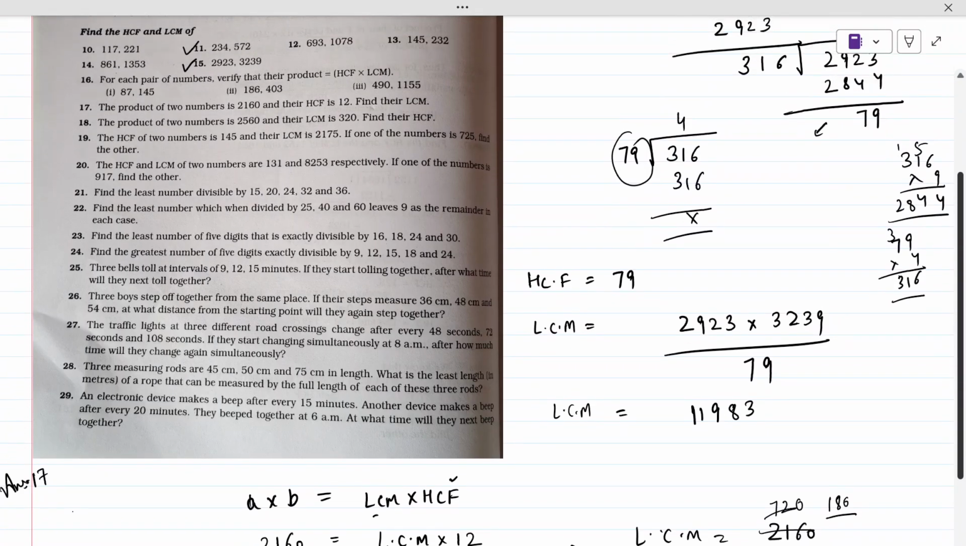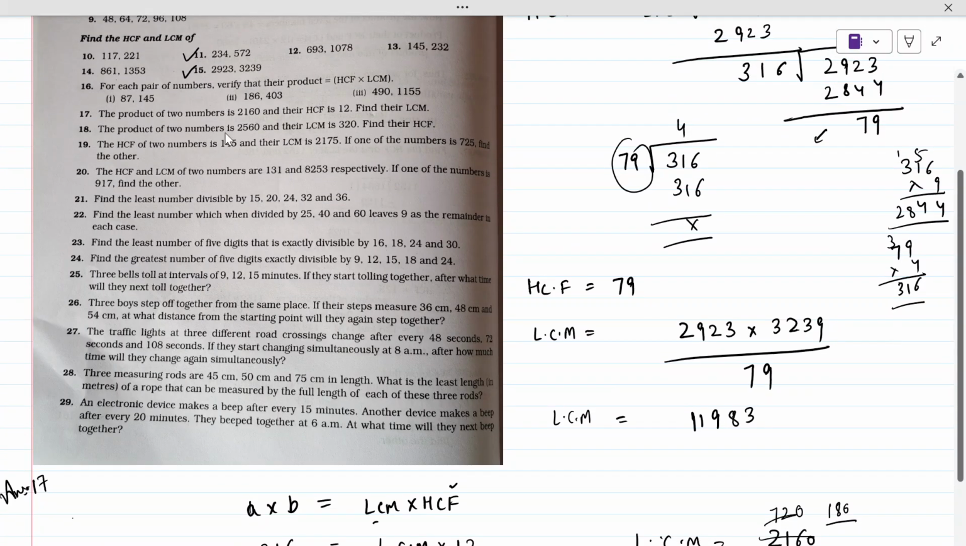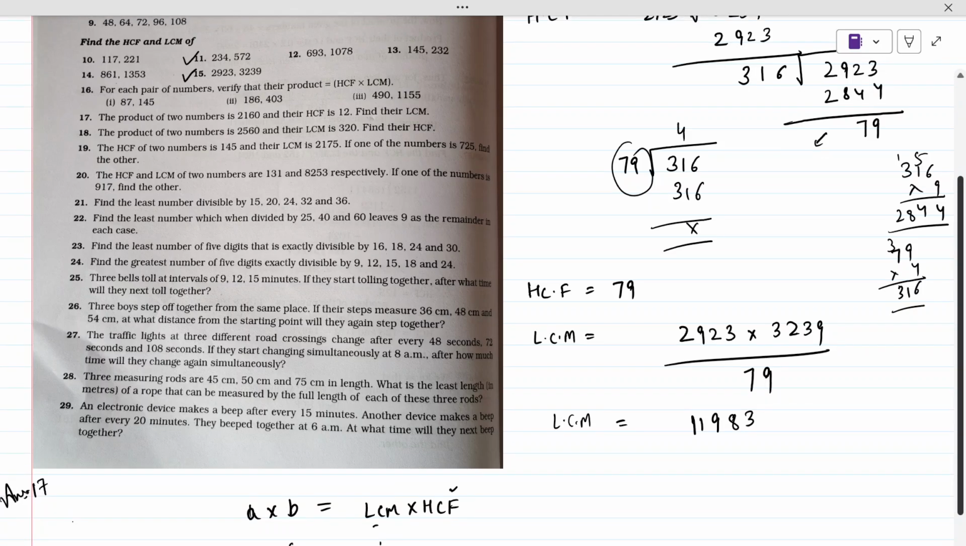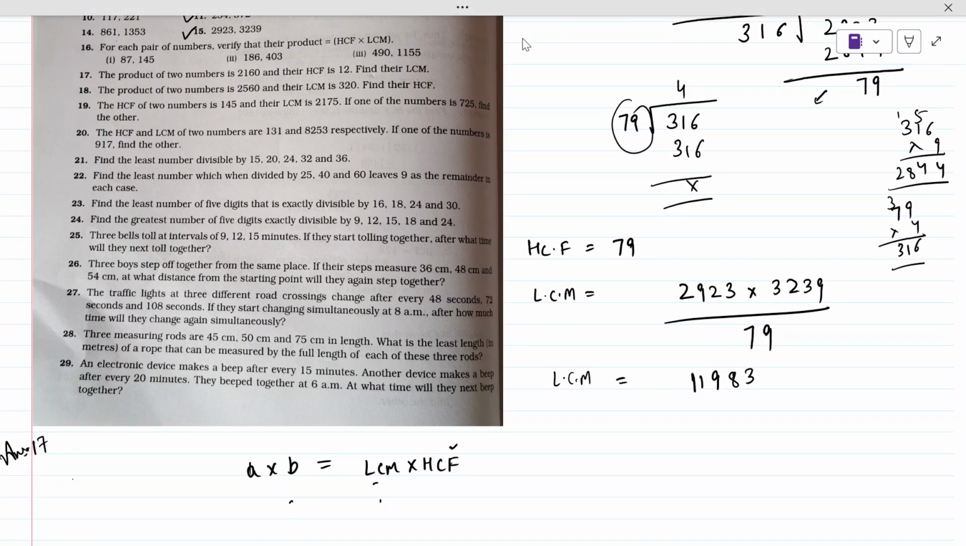Now, what is the next question? The product of two numbers is this. Again, the product is given to us and their LCM is this. So now in this question number 18, this product is given and the LCM is given, and we have to find the HCF. So how are we going to do this? Same formula, right? I'm just writing how we have to do this, but this calculation, kids, you have to do by yourself. Okay, you have to practice all these calculations and questions.